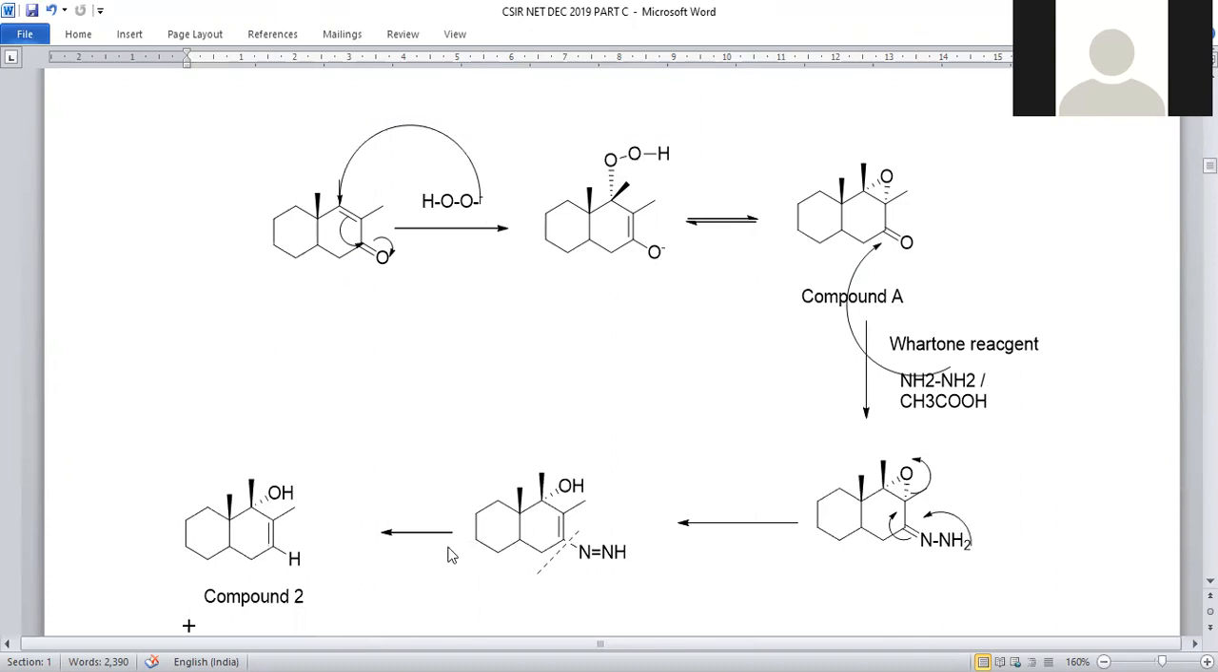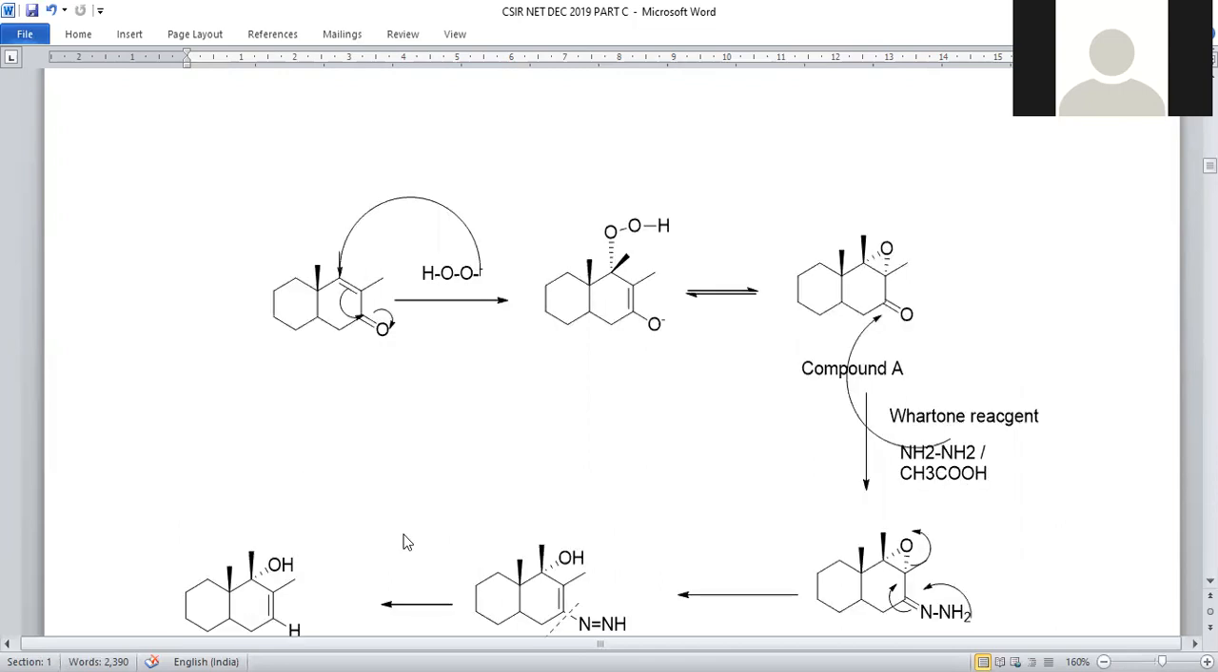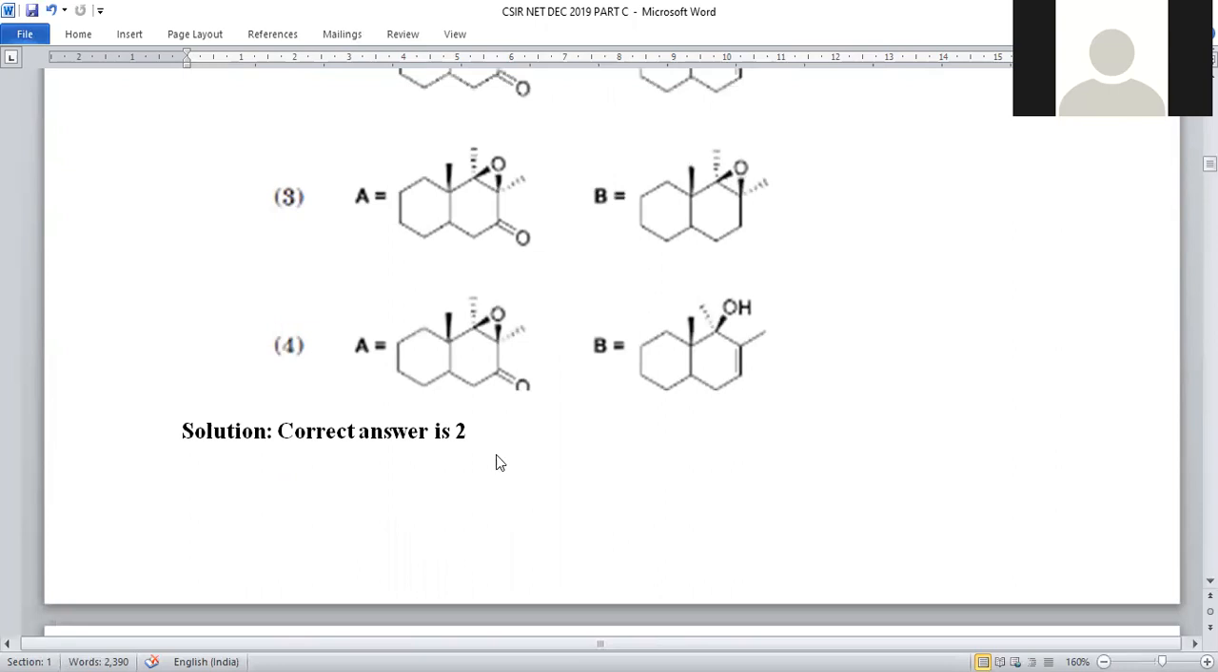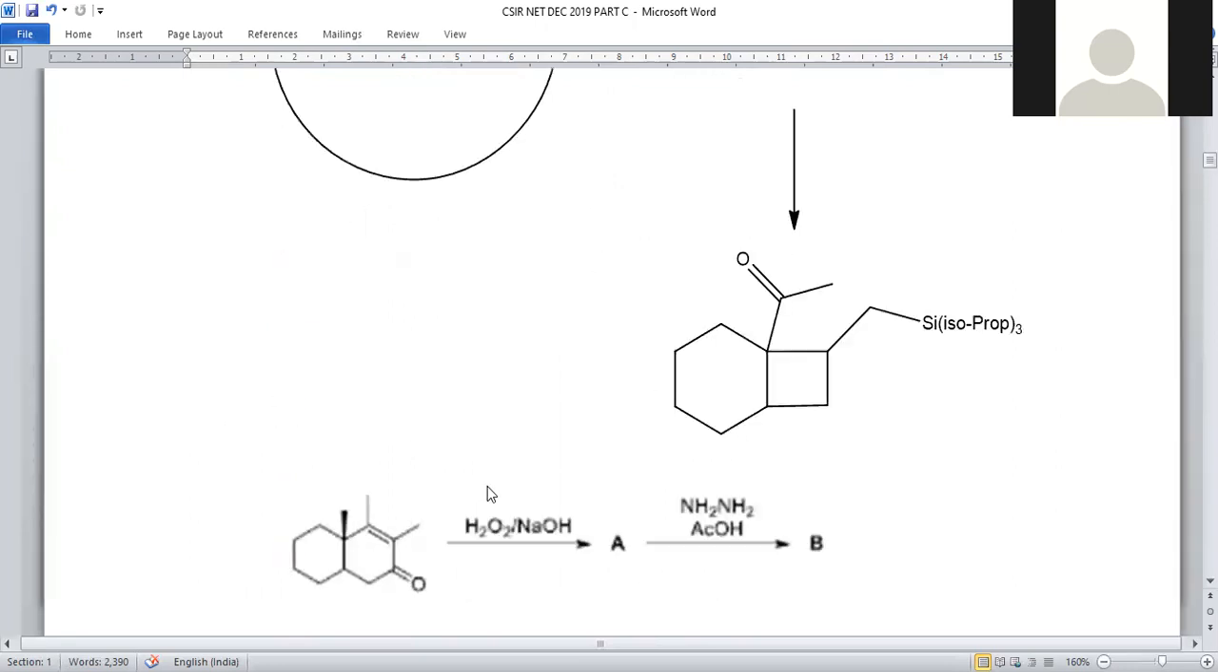This hydrazone is further involved in a ring opening type of reaction, and a double bond is generated, and in the subsequent hydrolysis, this hydrazine derivative will be eliminated and hydrogen retained by this ring structure, so that we will get this OH group containing double bonded compound that is only satisfied by option number 2. Option number 2 is the right answer for this question.